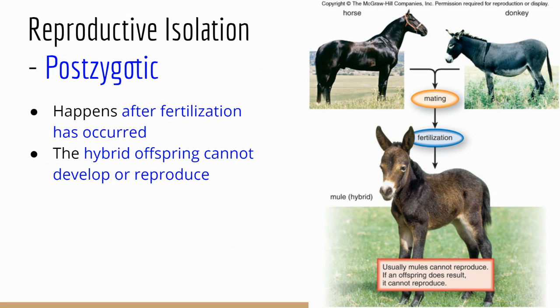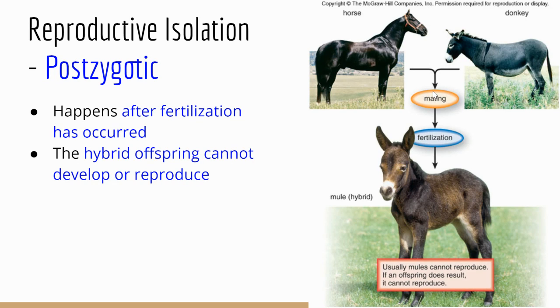Postzygotic reproductive isolation would occur after fertilization has occurred. And basically, this is the case of hybrids. So you might have heard of a mule, and you might have heard that mules are infertile. They're not actually able to reproduce to make viable offspring. A mule is the result of a horse and a donkey mating. And horses and donkeys can mate. There is no prezygotic isolation between horses and donkeys, even though they are two separate species.